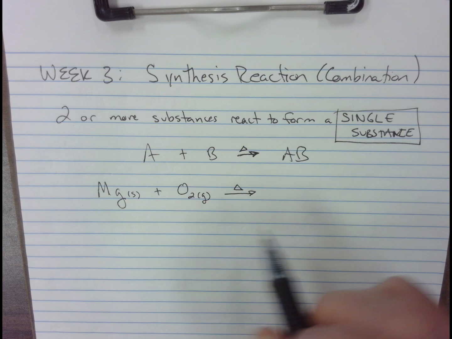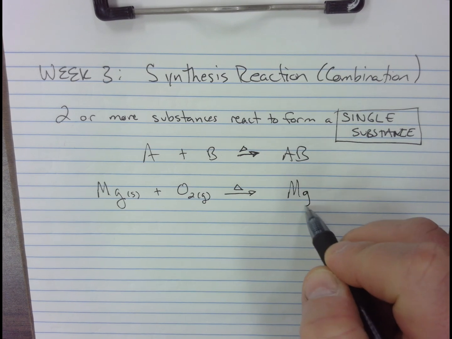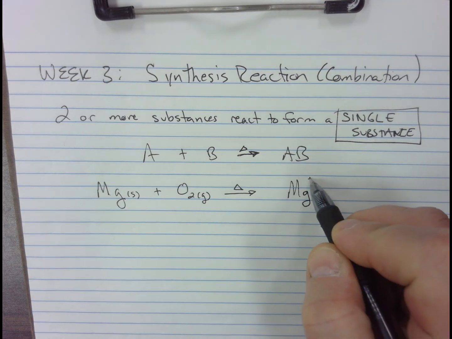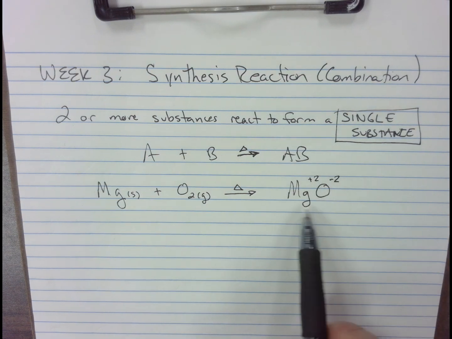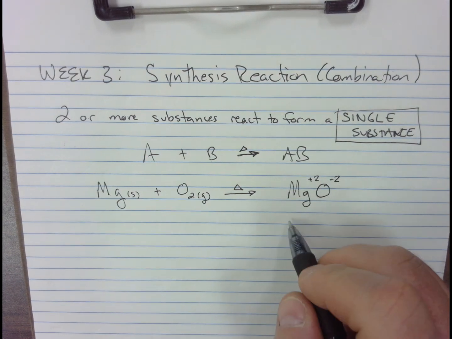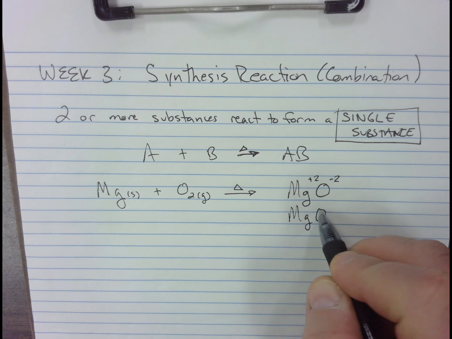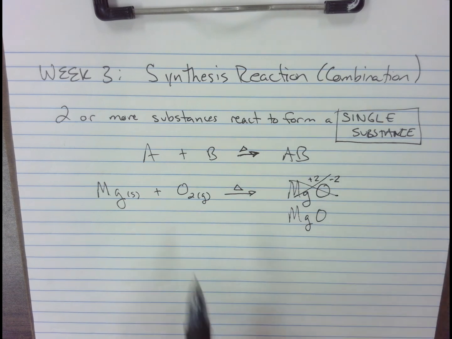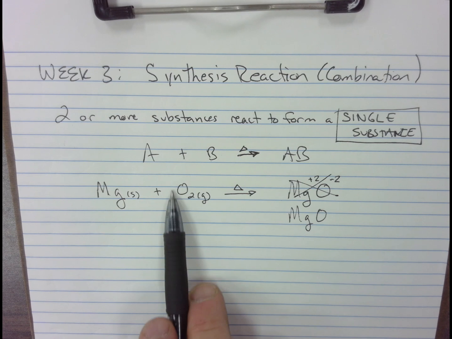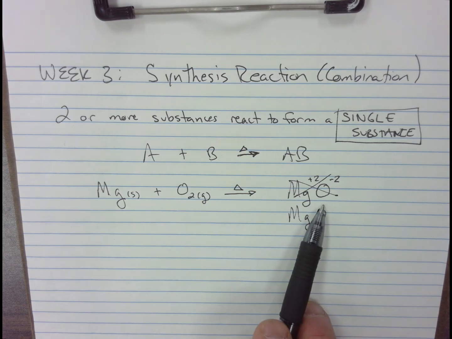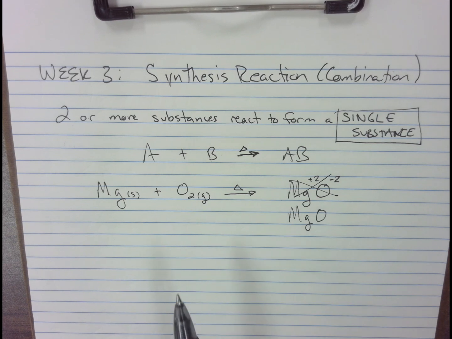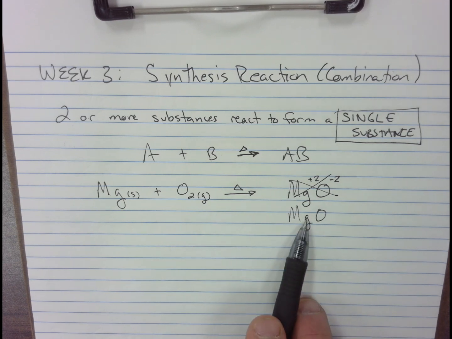And then when I simply put those two things together, I get Mg, and that's a +2, and I get an O, and that's a -2. And so the correct formula would be MgO. Notice that even though it's O2 over here, because that's a diatomic element, I don't write O2 on this side. I have to crisscross and reduce the charges to get the correct chemical formula for this product.